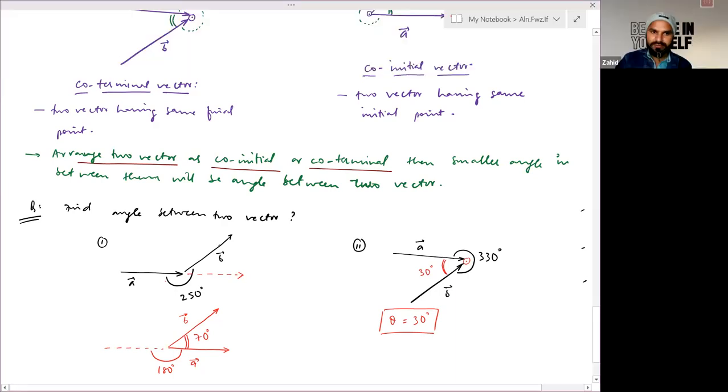You may shift B to this direction as well and try to find this angle, as this vector A and this vector B will terminate at this point, so they will behave as coterminal vector. So again, to get this value, we would have to subtract this from the total angle. So it will be 70 degree, this part.